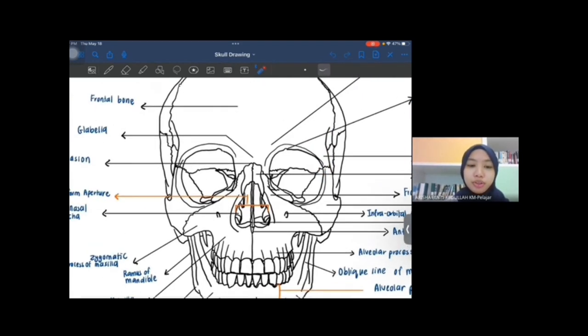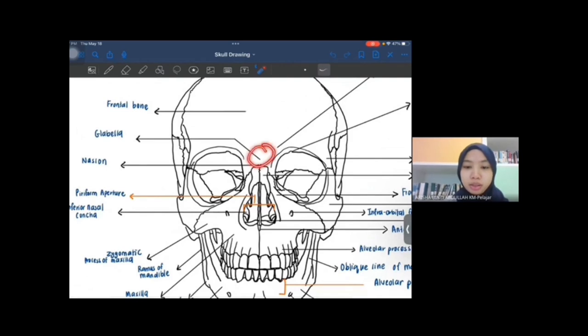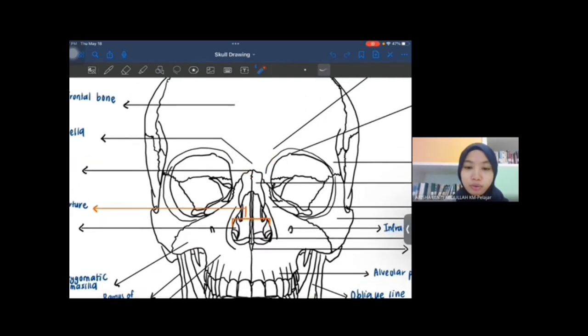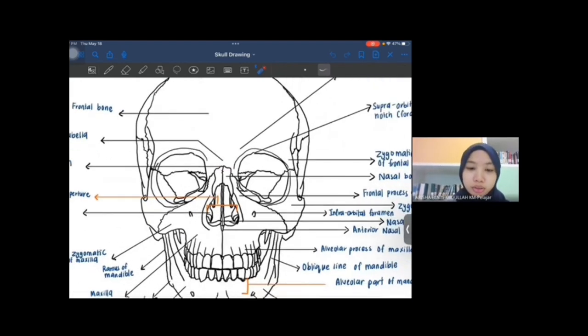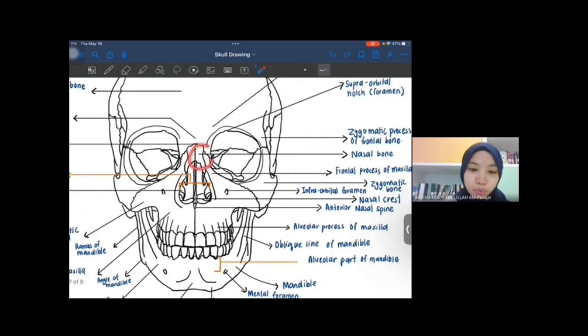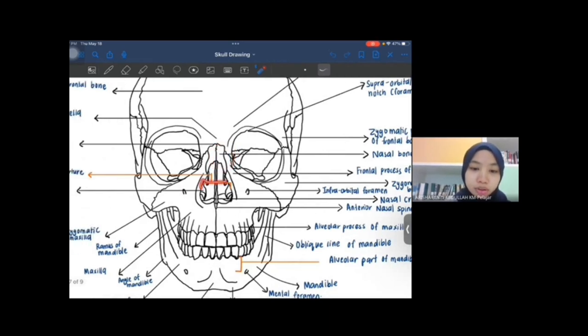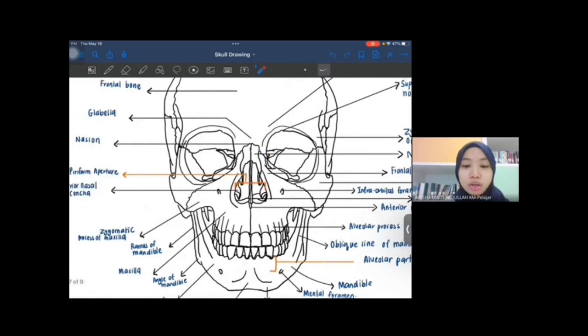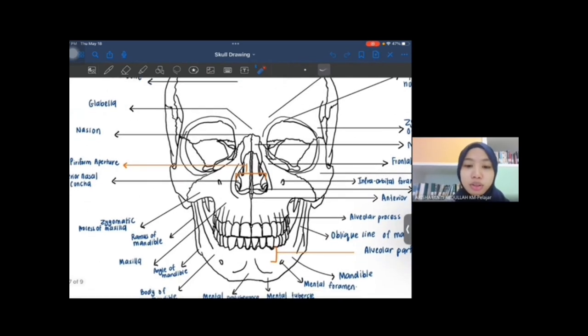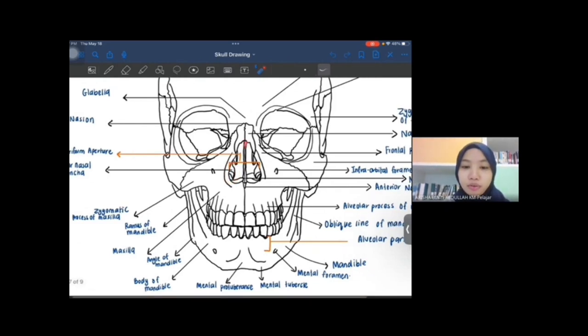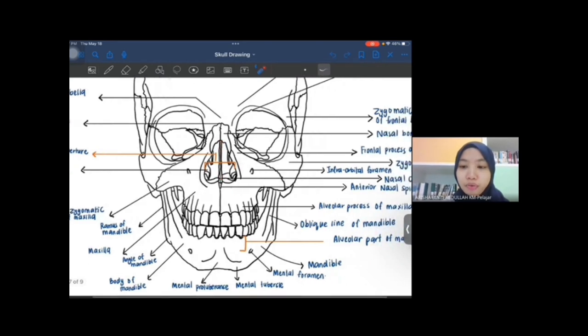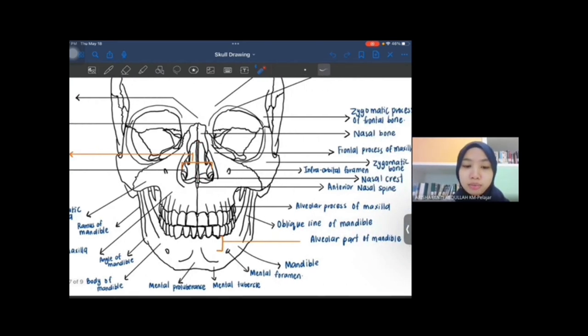Okay, moving on. Here is the glabella, and inferior to the glabella is the nasal region, and it consists of the nasal bone. These two sides we call the piriform aperture, and towards the inferior part of the piriform aperture is the inferior nasal concha. At the midline of the nasal bone it consists of the nasal crest, and below the nasal crest is the anterior nasal spine.